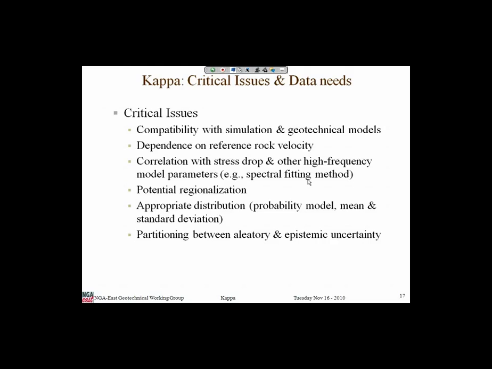I think these numbers are so small, the range is small enough that the distribution isn't important, but if we were to go to larger numbers for some reason, for other needs, then the distribution may be important. The partitioning between aleatory and epistemic.